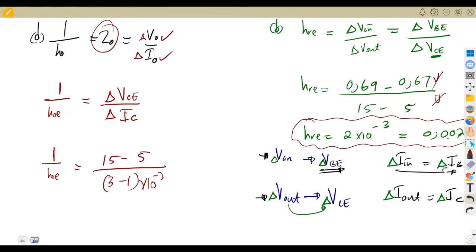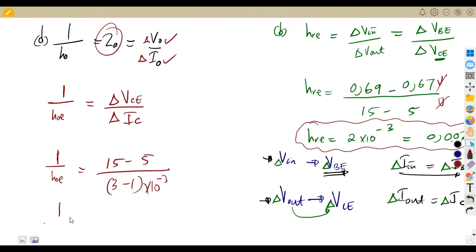That is going to give us the output impedance in this case, which is measured in ohms. Remember, impedance is measured in ohms, and that is 5,000 ohms in this case, or simply 5 kilo ohms. Just use your calculator properly. That's what you're supposed to have at the end.